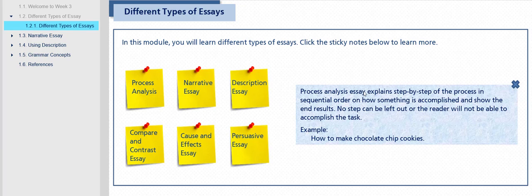A process analysis essay explains step by step the process in which something happens. No step can be left out, or the reader will not be able to accomplish the task. So in a process essay, it's how to make chocolate chip cookies, how to get rich, how to lose weight, any kind of process. And so then your thesis statement would be, to get rich, you need to, step 1, step 2, step 3. So that describes a process.